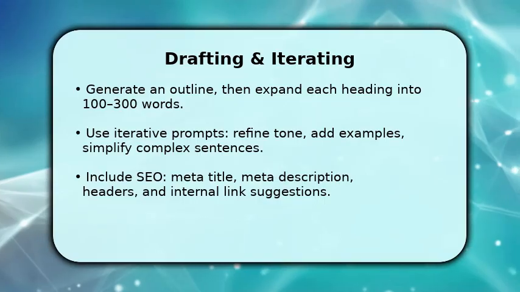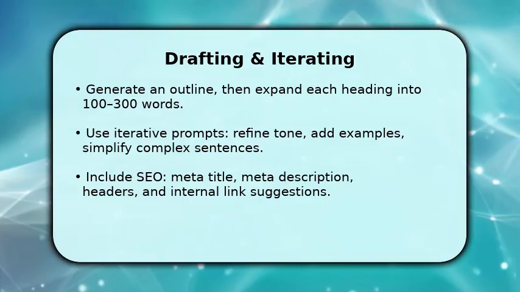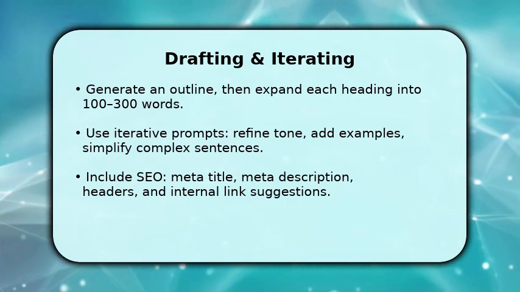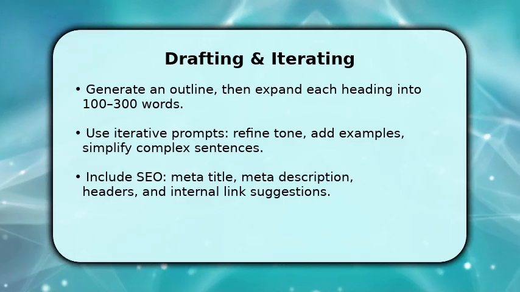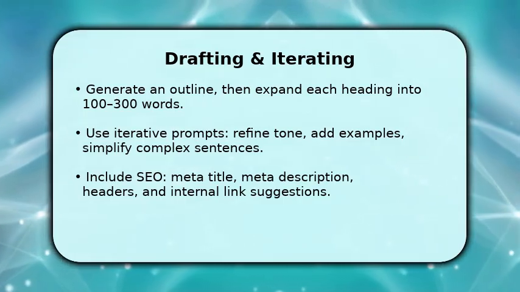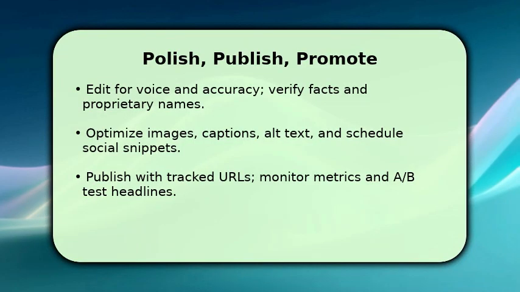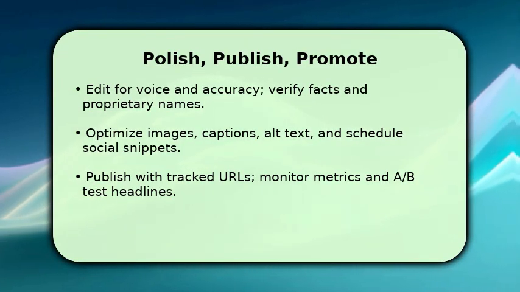Once you have content blocks, check flow and transitions, and instruct the AI to rewrite any sections that feel repetitive. Finish by editing for clarity, voice, and factual accuracy. You must verify dates, names, and claims manually. Once polished, add images with captions and alt text, craft social snippets, and schedule publication with tracked links.